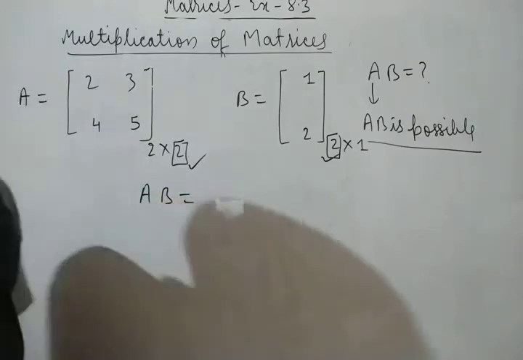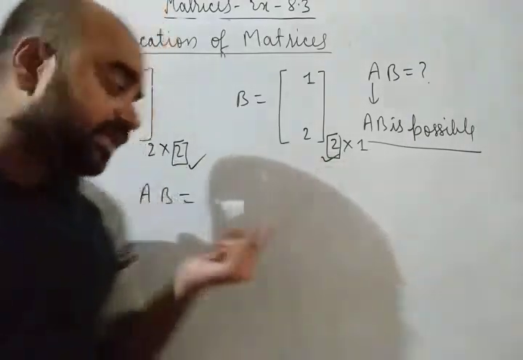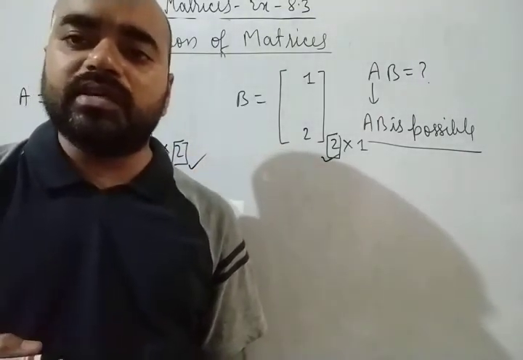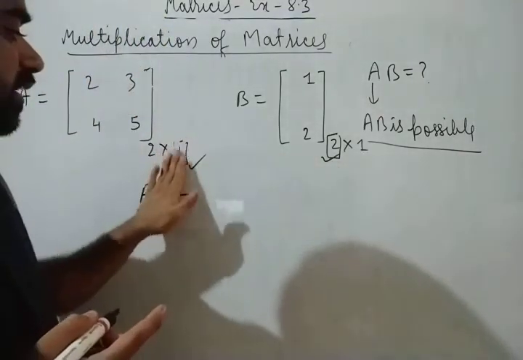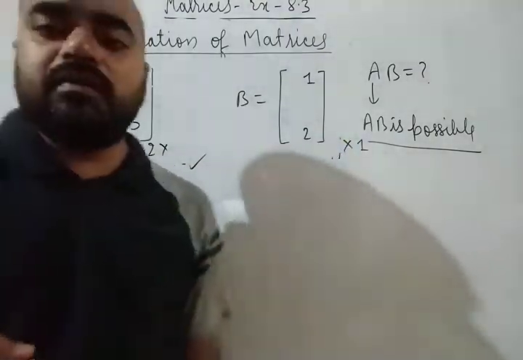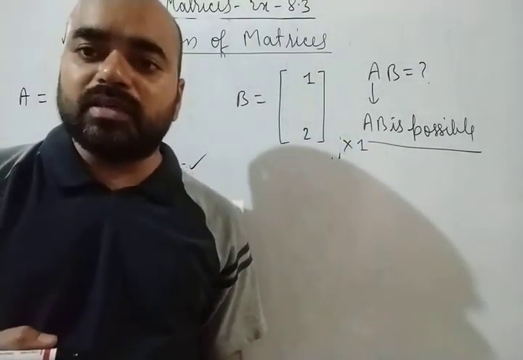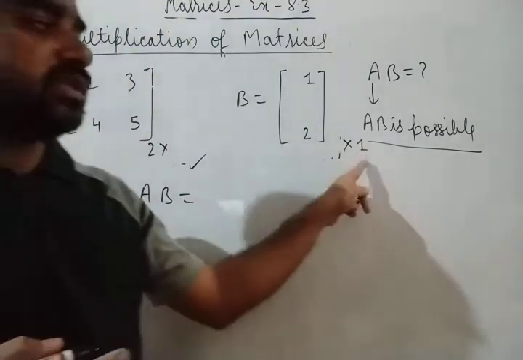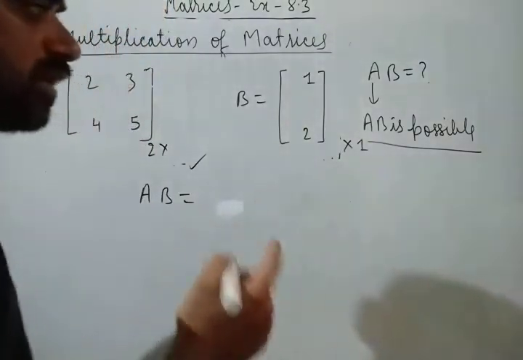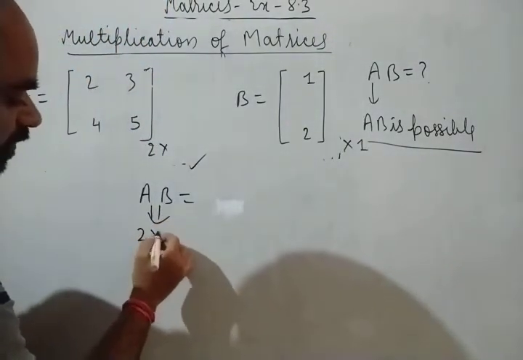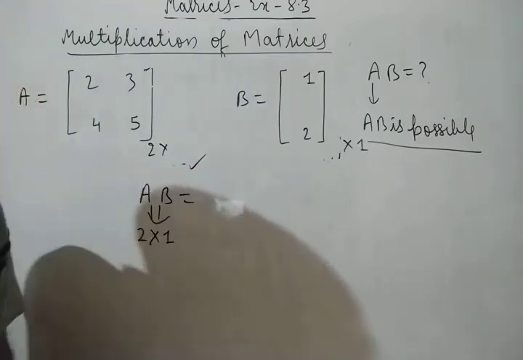But what is the order of the matrix AB? Already I told you, these two quantities are used for checking the multiplication of the matrices. Now what is left here? 2. And what is left here? 1. It means what is the order of the matrix AB? Matrix AB is of the order 2 by 1.